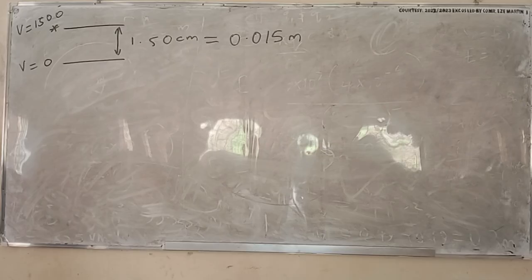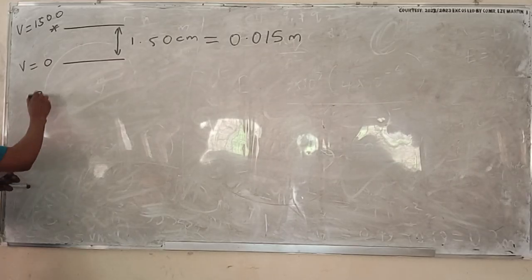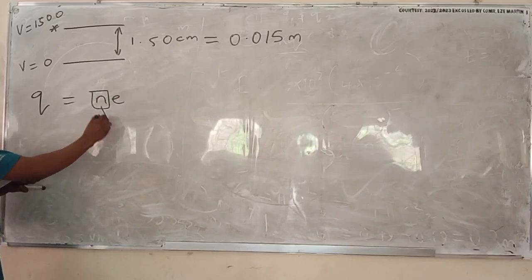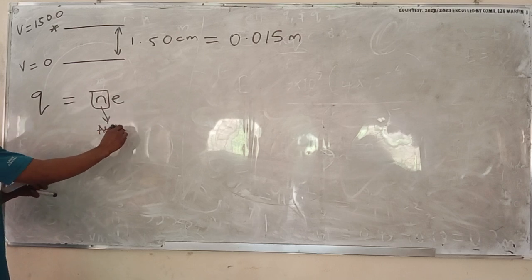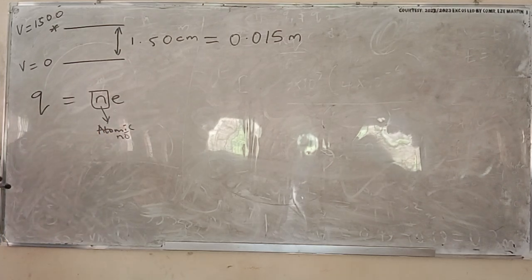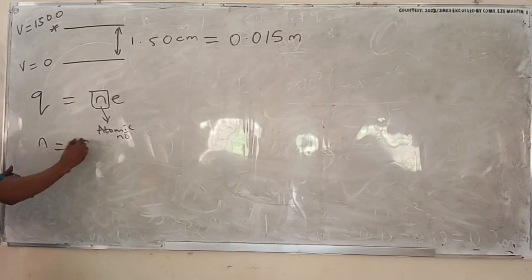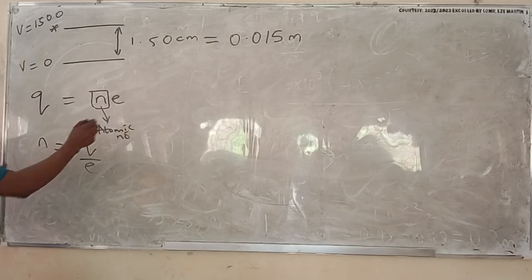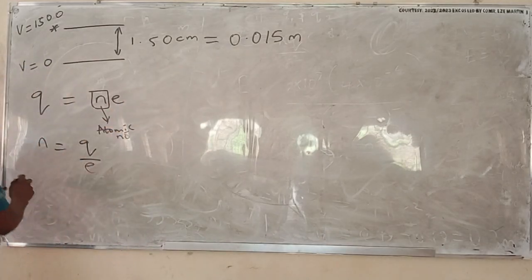So the next said, calculate the number of electrons which must be attached. So, do you remember Q equals NE from quantization? Yes. Once they tell you number of, and I told you in our last class that this thing also means atomic number. Do you still remember? So number of, that means I'm going to do N equals Q over E. So they said, calculate the number of electrons which must be attached to a small oil drop of mass.